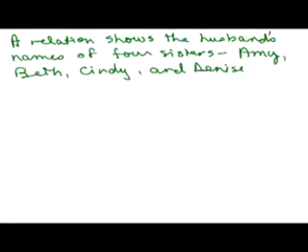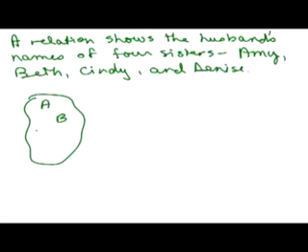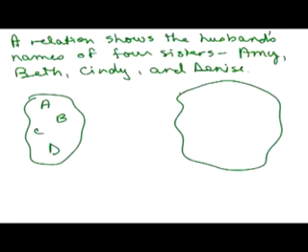How about this relation? Here's a relation that shows the husbands' names of four women: Amy, Beth, Cindy, and Denise. All right, to make it simple, let's see if I just draw a picture, and I'll use the first letter of their name so I don't have to write it out. And I'm going to write over here who they married.